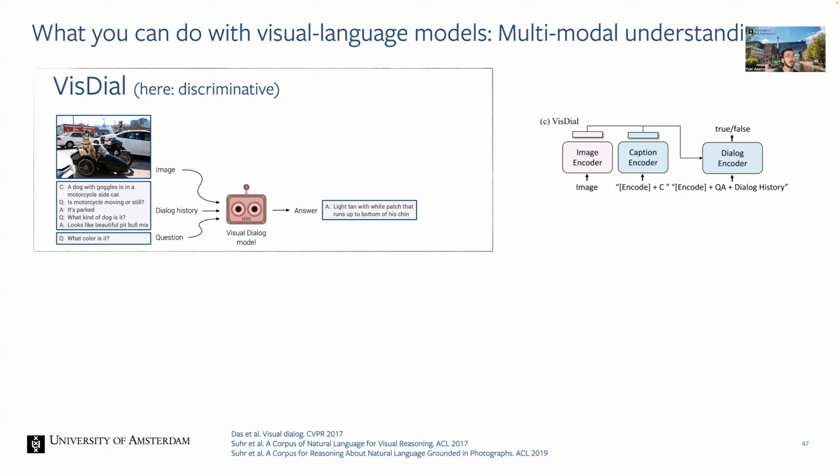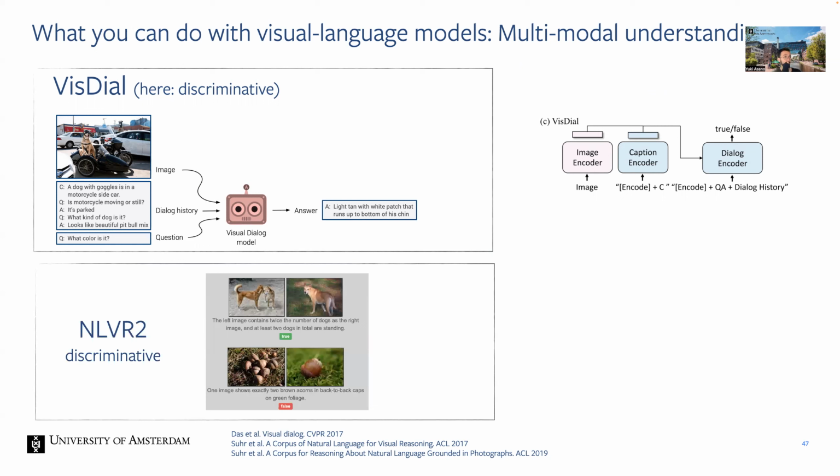So what they do is they encode the image, they encode all of the chat history, so to say, as well as the question. And then they simply encode all of the possible answers and pick the one which is true, I think. Yes.